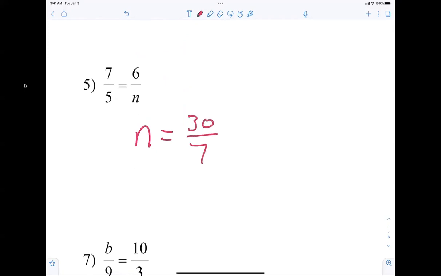30/7. Cross multiply and divide. And for those of you who are like, man, I have no idea what the guy's saying, he's crazy: 7 times n, 7n. 5 times 6, 30. I don't know what the problem is. That's all we're doing, cross multiplying. Multiply the two numbers together and divide by the other number. That's how you do it.